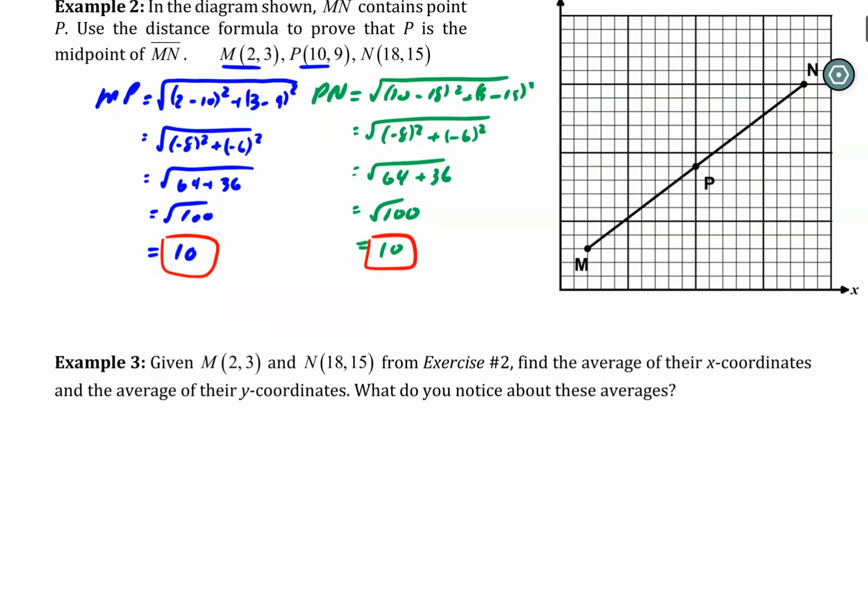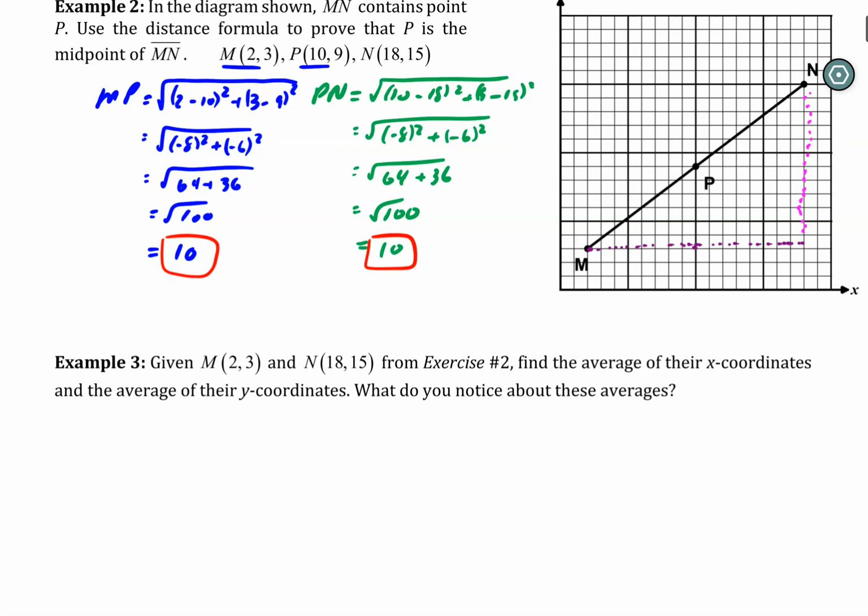If you look at example 3, using the same picture up here as the graph, it gives you M and N from exercise 2. Find the average of their X values and find the average of their Y values. So what they're asking for here is what's the change from here to here. This is my x change, all the way to N, all the way to here. That would be my x change, and it also wants to know what my y change is. So, the average of that.